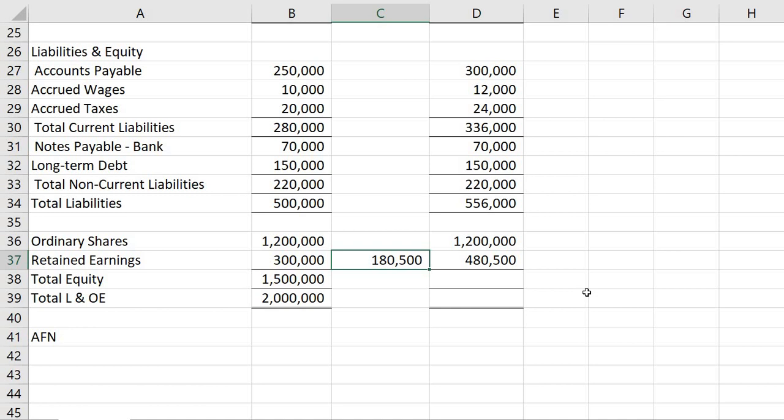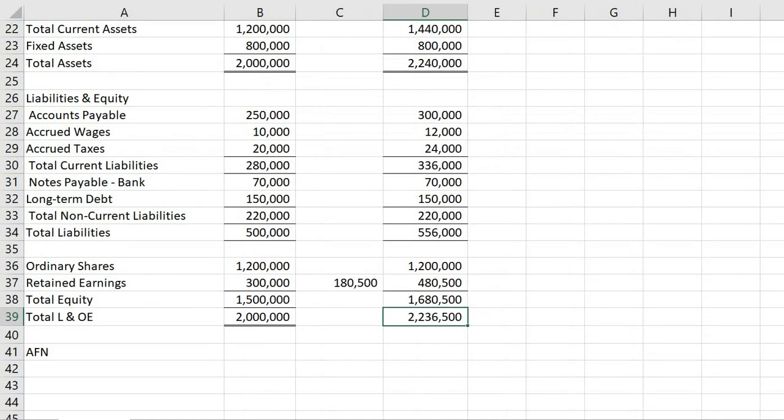So, in this case, this is 180,500. So, kaya naging 480,500 ang ating retained earnings. So, ang total equity natin ay that match, no? 1,680,500. Now, kung i-compute natin ang total ng equity tsaka ng liabilities, it will tally to this much, no? You have 2,236,500. Okay.